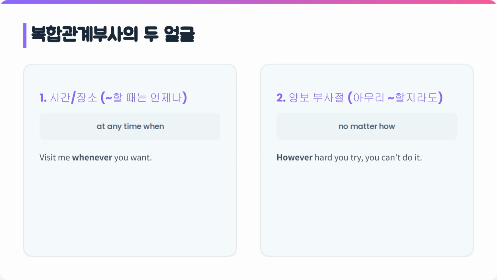Compound relative adverbs also have 2 faces. They can express time or place, meaning "whenever/wherever," often replaceable with "at any time when." They can also form a concessive adverb clause, meaning "no matter how" or "however hard."